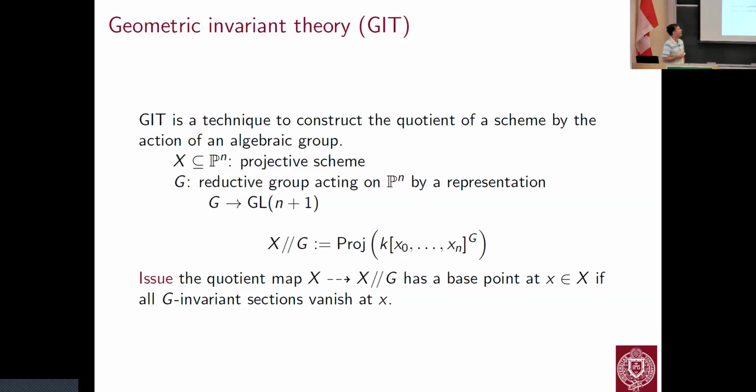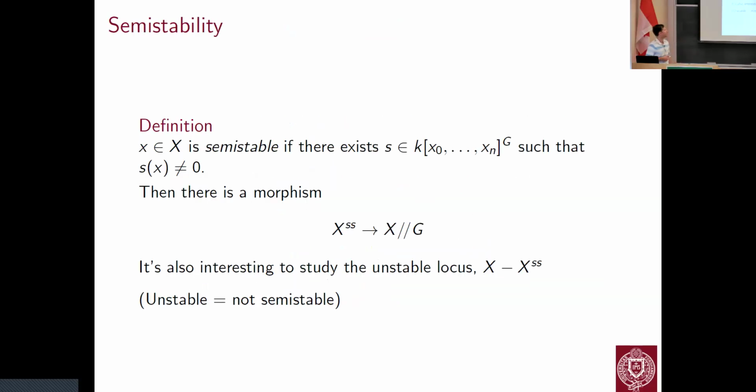Okay, so we get around that by making a definition. The semi-stable points for this group action are going to be all the points where you have some non-vanishing invariant section. Then you get a nice morphism from the semi-stable locus down to the quotient. Based on that description, you might think that all of the attention should be on the semi-stable locus because that's where you actually get a morphism. But it turns out that it's interesting and important to study the complement of the semi-stable locus as well, and Mumford named that the unstable locus. So in this talk, unstable is the opposite of semi-stable.